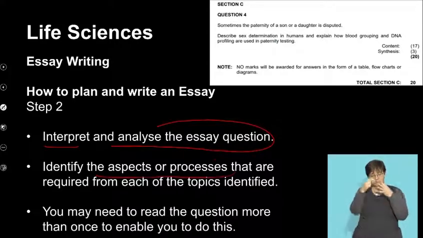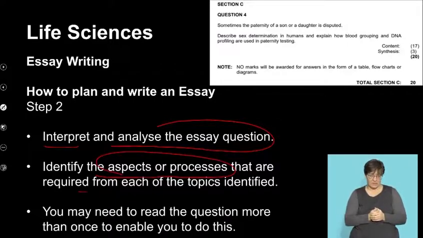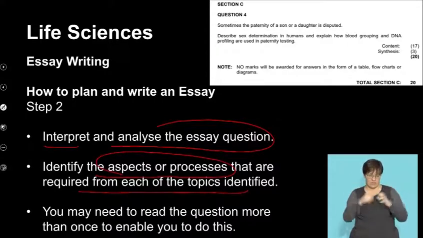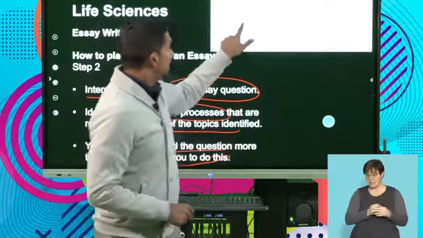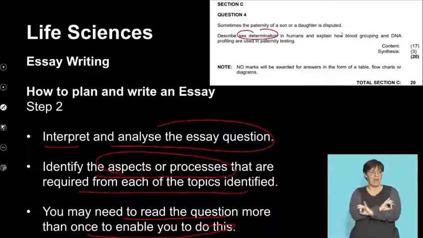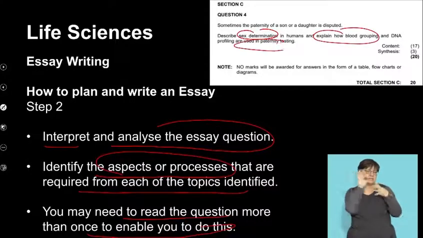Identify the aspects of the process required for each topic, and we identified 3 aspects. You may need to read the question once more to enable you to do this. And as I mentioned, if you read this the second time, it helps you to be clear in your thinking around what specifically is required on this topic.